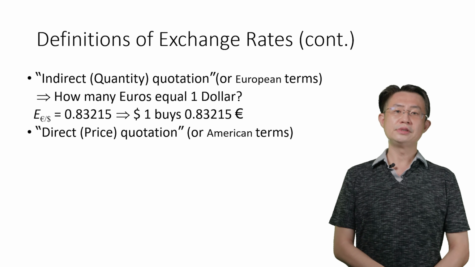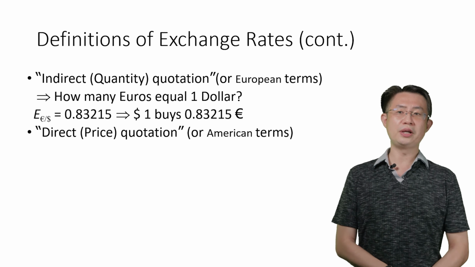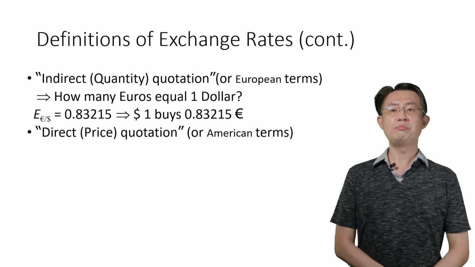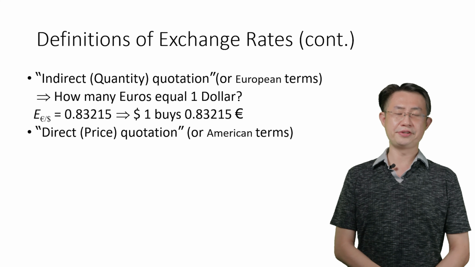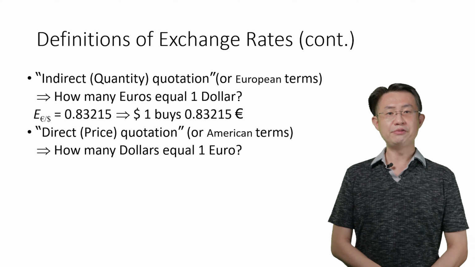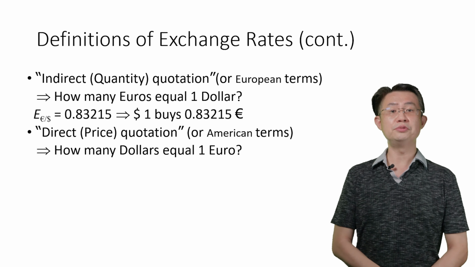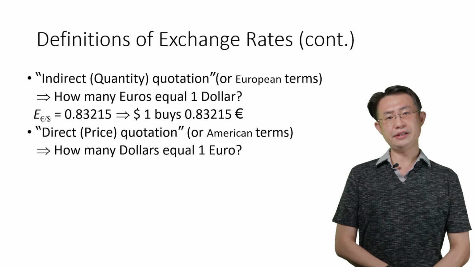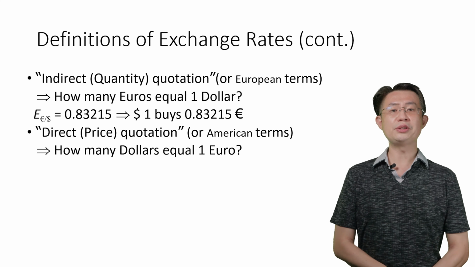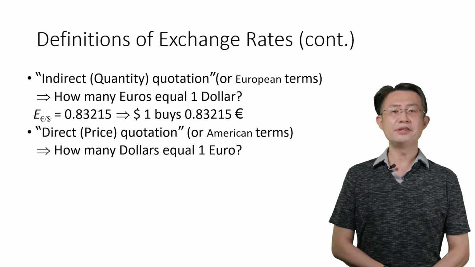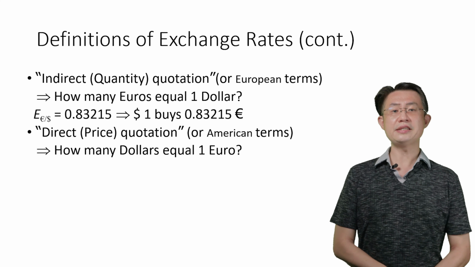The second way to illustrate the exchange rate we call direct quotation, so-called price quotation or American terms. In this way, we also consider two currencies, the euro and the US dollar. But here, we have to figure out how many dollars equal 1 euro.